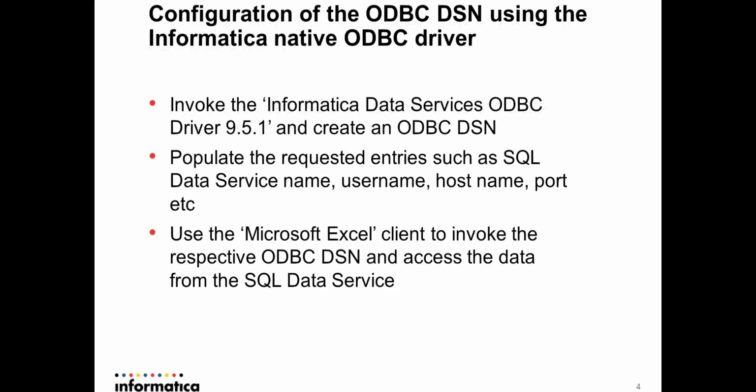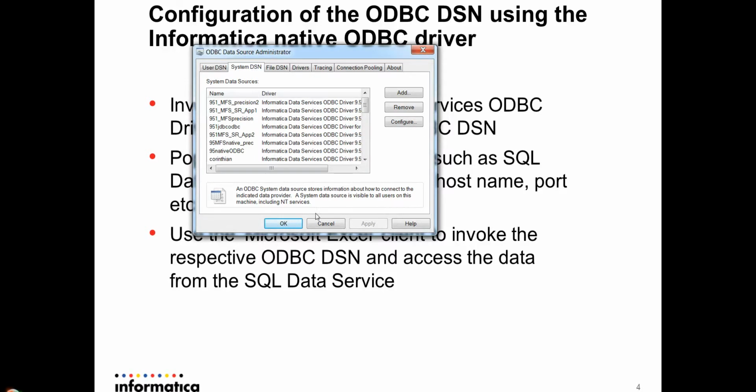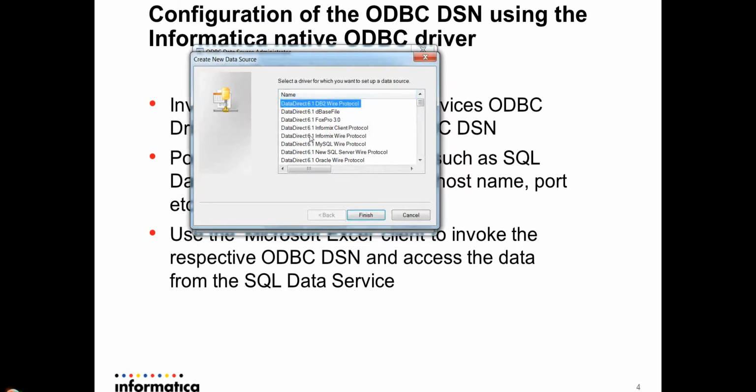And as the next topic, I will be taking you to the ODBC Data Source Administrator, where the ODBC DSN will be created by using the Informatica Data Services ODBC driver 9.5.1. As you can see, I have opened the ODBC Data Source Administrator. Click on Add, and here I'm going to choose the Informatica Data Services ODBC driver 9.5.1 as the driver.